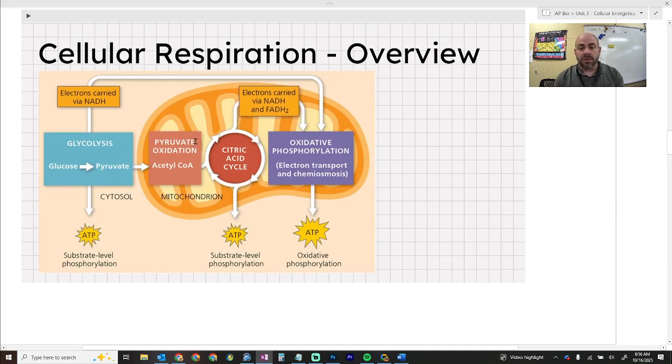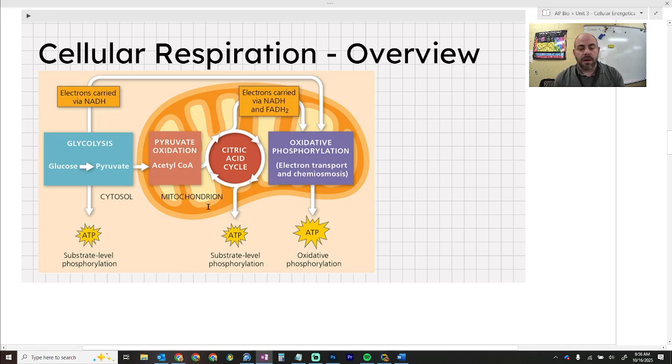So pyruvate's going to lose a carbon. Anytime a carbon is lost in this reaction, it is lost as CO2. CO2 is the byproduct of this reaction, and it's given off here as one CO2. The rest of the CO2 is going to be given off in the Krebs cycle.